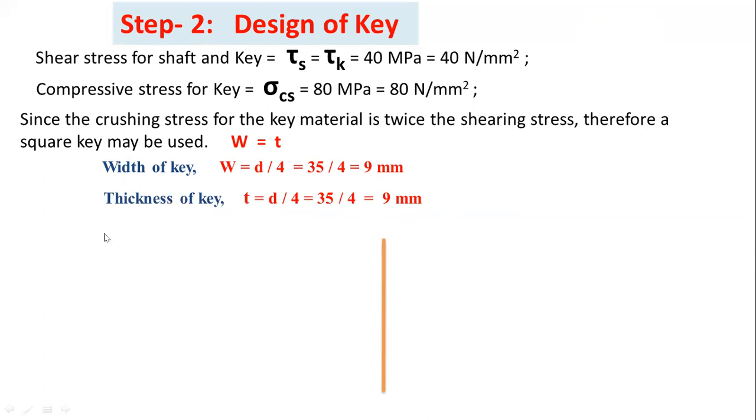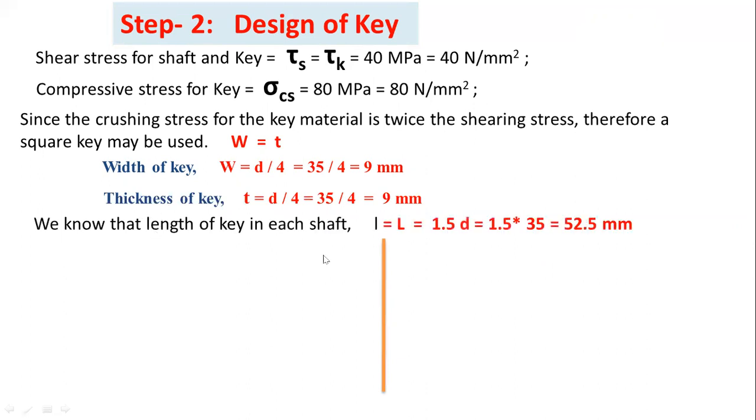After that, you have to calculate the length of the key. Length of the key equal to length of the hub, that value equal to 1.5d. 1.5 into 35 equal to 52.5 mm. So these all are the dimensions of a square key: width, thickness, and length. Now you have to check these 3 values.